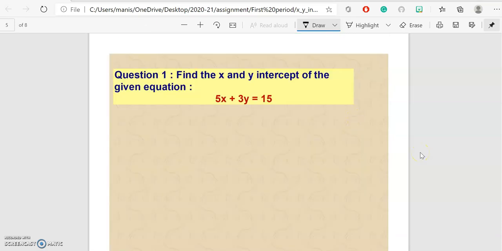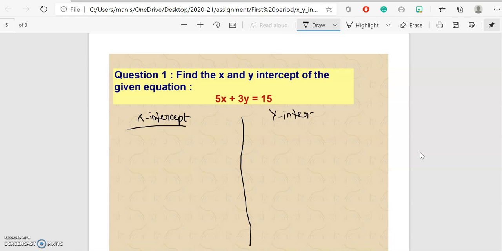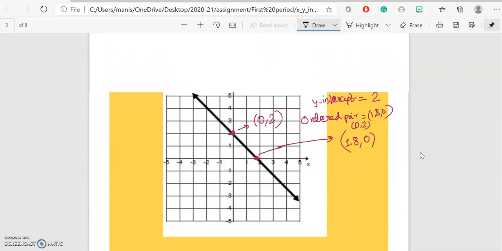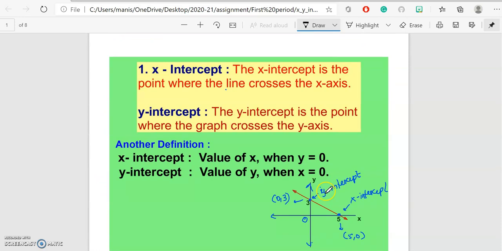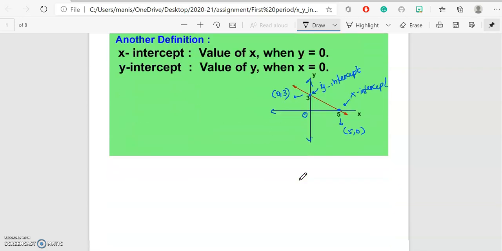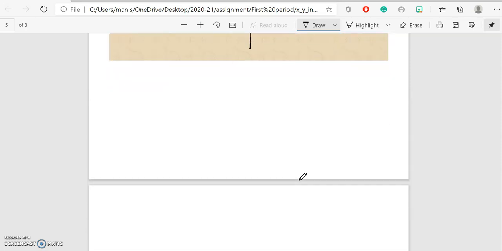Now these are our questions, not from the graphs. It says find the x and y intercept of the given equation. What I will do is draw a line over here. This is for my x-intercept, and this is for my y-intercept. I gave you the definition in the beginning. The x-intercept is the value of x when y is 0. The y-intercept is the value of y when x is 0. This is the definition we will be using when solving these problems.